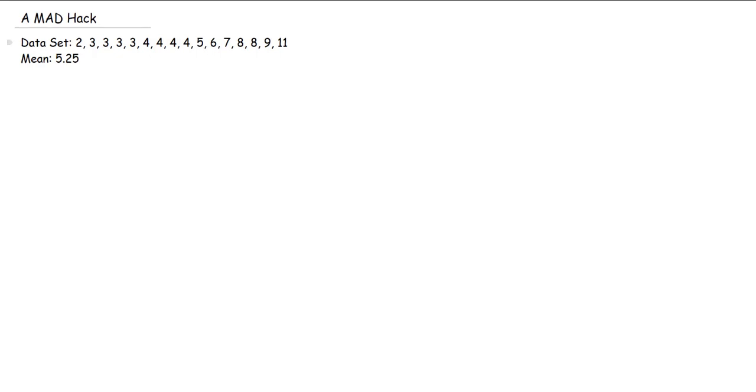Well, I might say, for example, this 2. How far is 2 away from the mean, 5.25? Now, if I just computed it as written, I would end up with a negative number, which isn't a very good distance. So in order to get the distance between two numbers, you're going to compute the absolute value of their difference. All right. So in this case, this would end up being 3.25.